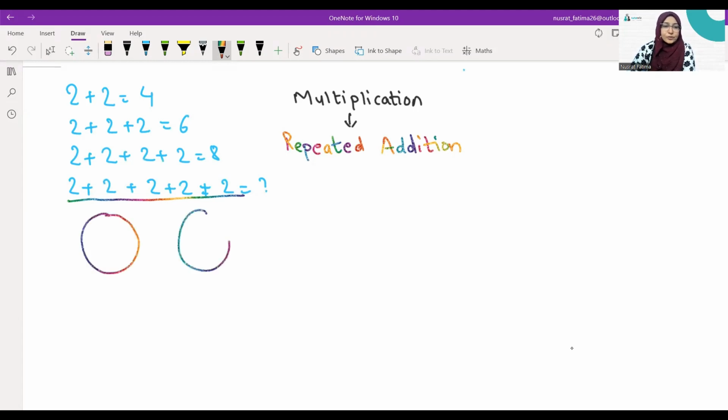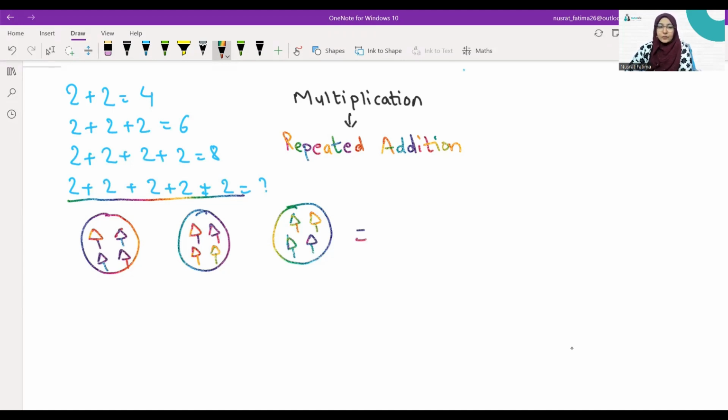Suppose I have 3 groups, and each group has 4 ice creams. Okay, this is an ice cream candy. Do you love ice cream candies? I do. I love chocolate ice cream candy. Now, if I want to know the total number of ice creams, what will I do?